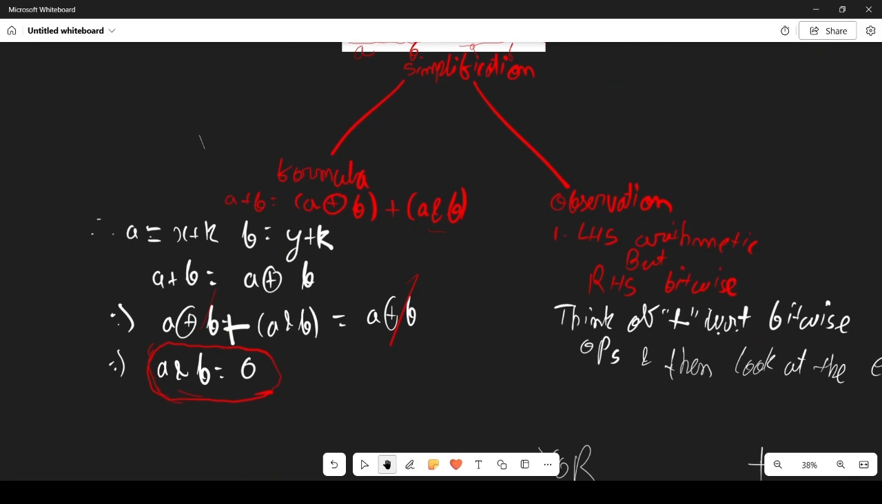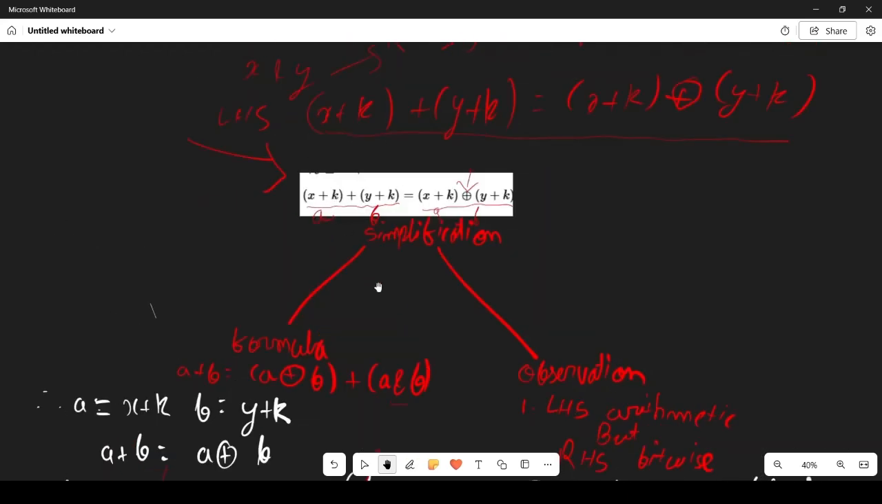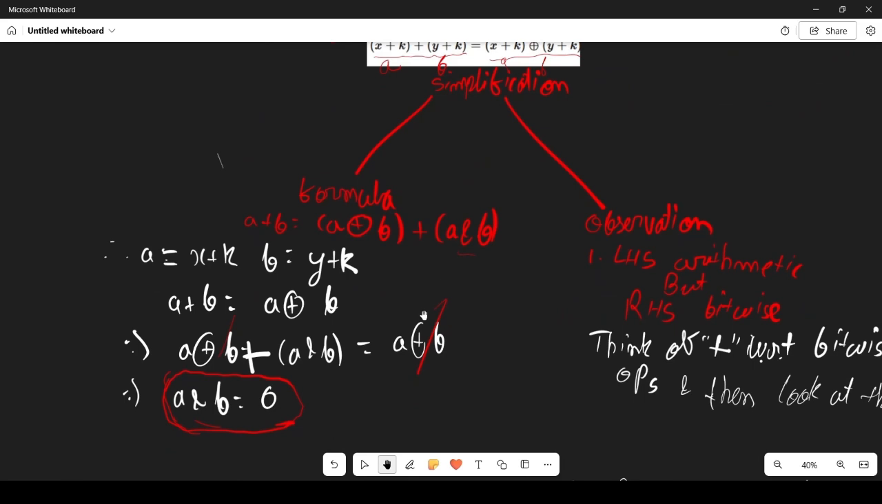So basically, what this formula is saying is, you have to find such a k by which x plus k bitwise AND y plus k will equate to 0. This is one way to reach that conclusion. That is, if you know the formula.